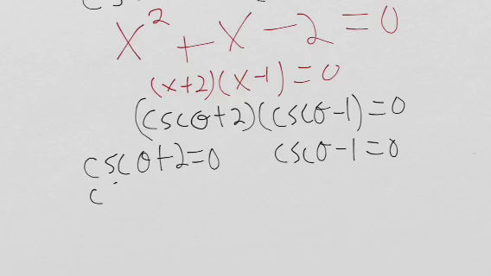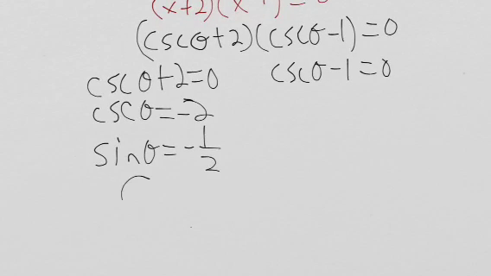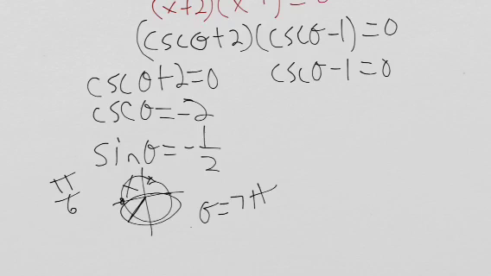Alright, so let's deal with this one first. Cosecant theta equals negative 2. Well, cosecant is the reciprocal of sine, so sine theta equals negative 1/2. Where does that happen? Well, sine is negative down here, in the third and fourth quadrant. And the reference angle that goes with 1/2 for sine is pi over 6. So down here we're a little bit bigger than 6 pi over 6. We're at theta equals 7 pi over 6.